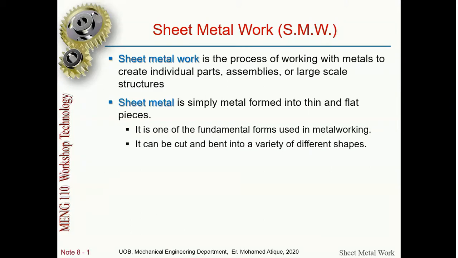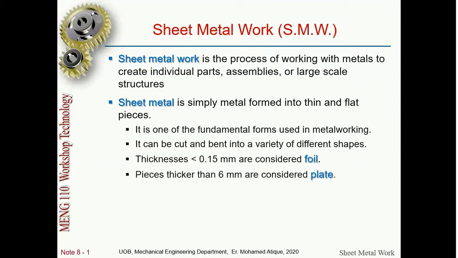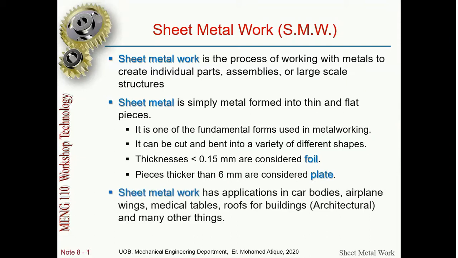Now there are different ways to work with metal. We can also work with different machines, and there is also sheet metal operation. Here we'll use different types of operation to produce our desired object. As I said, we can cut the metal, and we can bend it to different shapes. Thickness less than 0.15 is foil. More than 6 mm is plate.